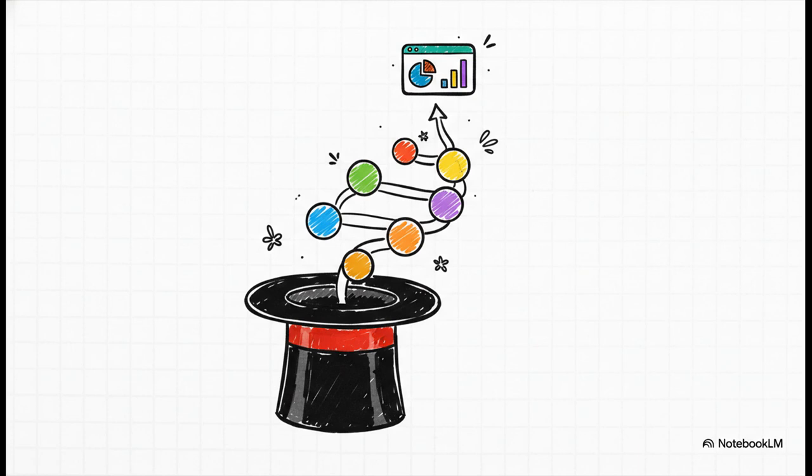So we know what it does, but how does it actually work? How does it take Mr. X's messy spreadsheets and turn them into this polished, interactive dashboard? Well, it's not really magic. It's actually a pretty logical 5-step process.